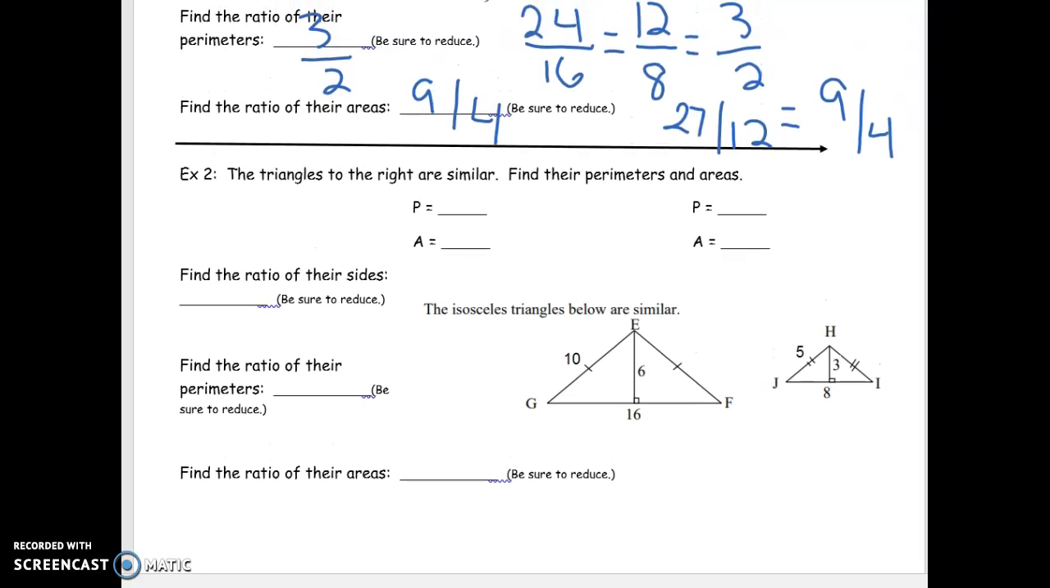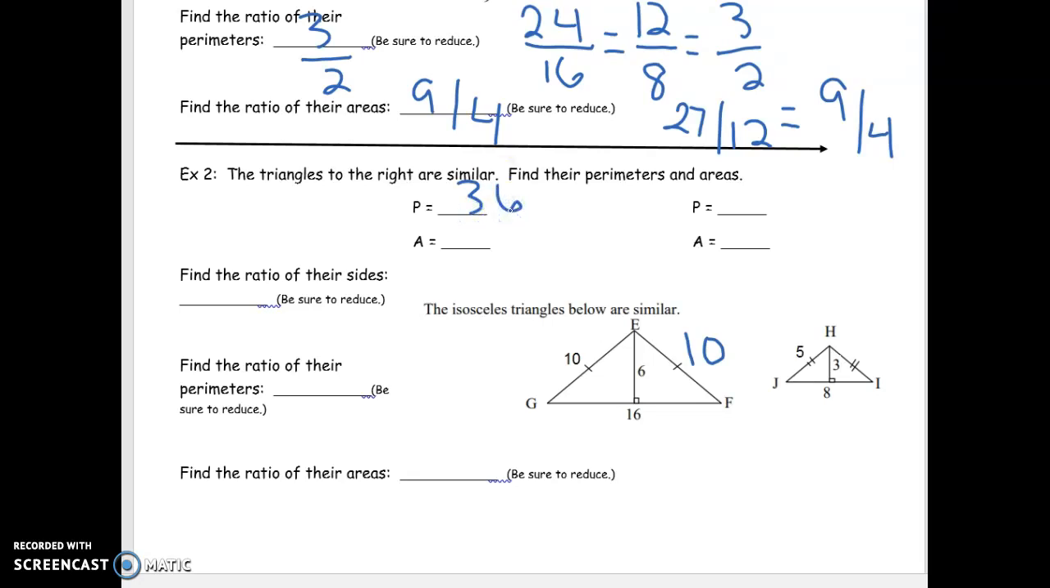Notice this triangle is isosceles. That means two of the sides are the same. So I'm going to go over here and label this to be 10. I'm looking for the perimeter. Again, I'm adding 10 plus 10 plus 16. We end up with a perimeter of 36.